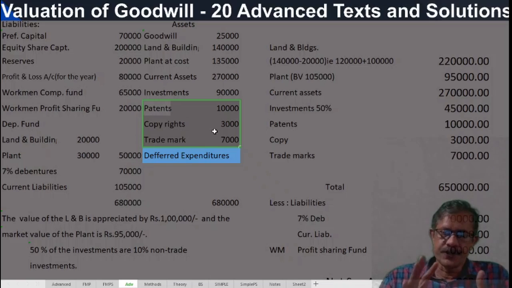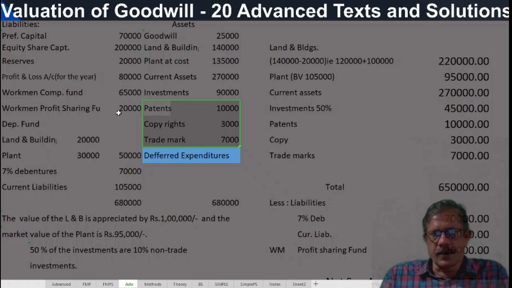But the business enjoys certain advantages which cannot be separated. So far as it can be separated, these are all included in patents, copyright, trademark, brands, technical know-hows. And there only the amount expended will be allowed to be shown. Or if it is purchased from outside the business, it may be shown at cost.